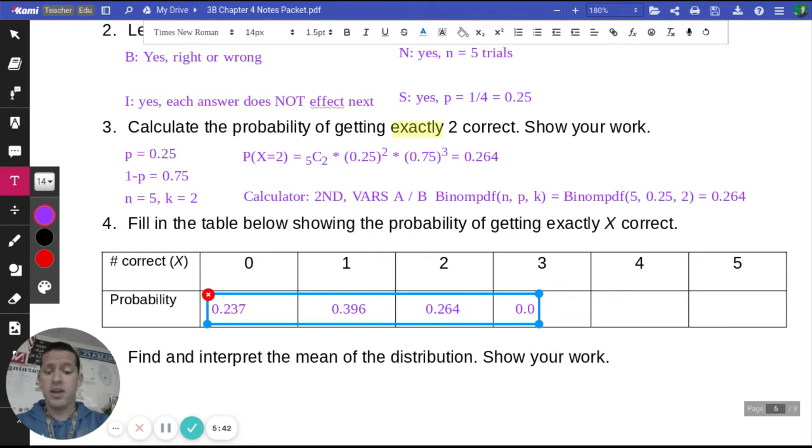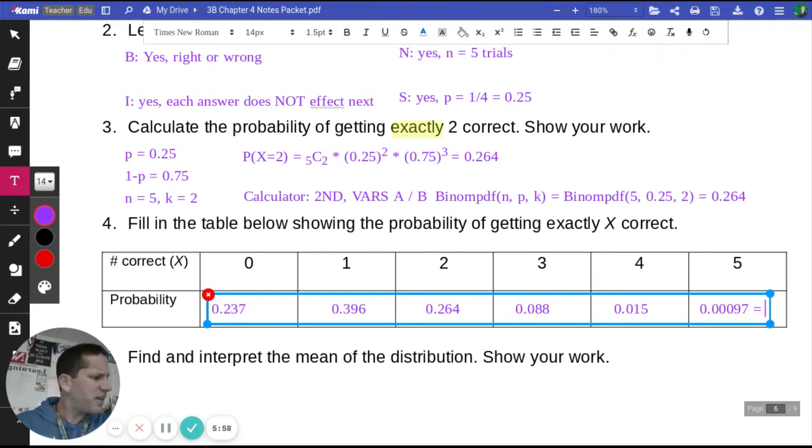The probability of getting 3 correct is a little under 9%. The probability of getting 4 correct is 1.5%. And the probability of getting them all right, even though it might have been you getting them all correct above, is, what is that going to be? 0.1%.